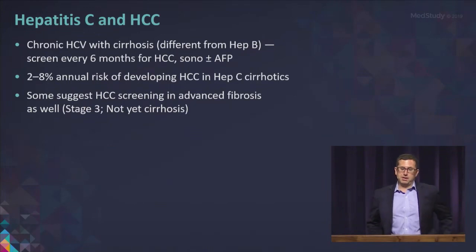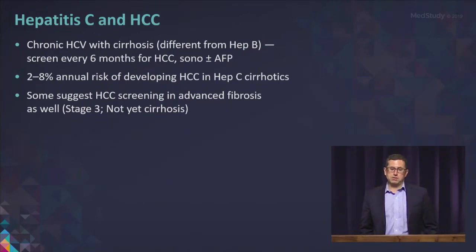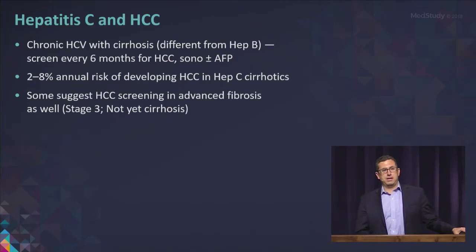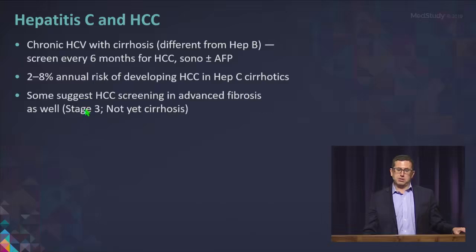Hepatitis C and HCC. Chronic Hep C with cirrhosis is when you're going to do HCC screening in Hep C. So that's a little bit different than Hep B, right? I was saying in Hep B, there are a lot of non-cirrhotic groups that are going to get screened for HCC, but really the main risk factor for HCC in Hep C patients is cirrhosis. However, some do suggest screening patients with advanced fibrosis, not just cirrhosis. So stage 4 would be cirrhosis. Stage 3 is advanced fibrosis, and a lot of people will screen stage 3 and 4 patients as well.